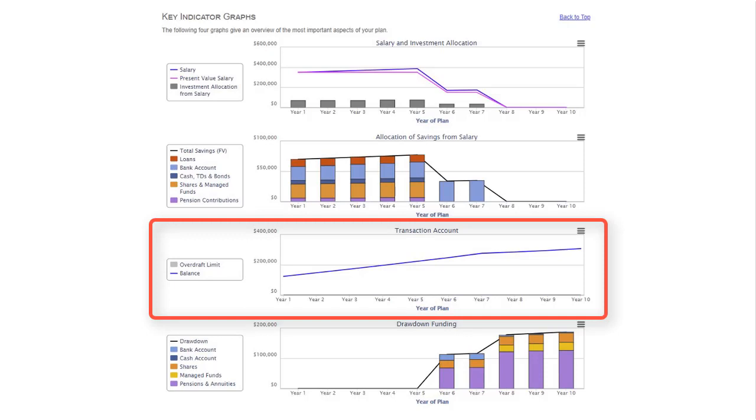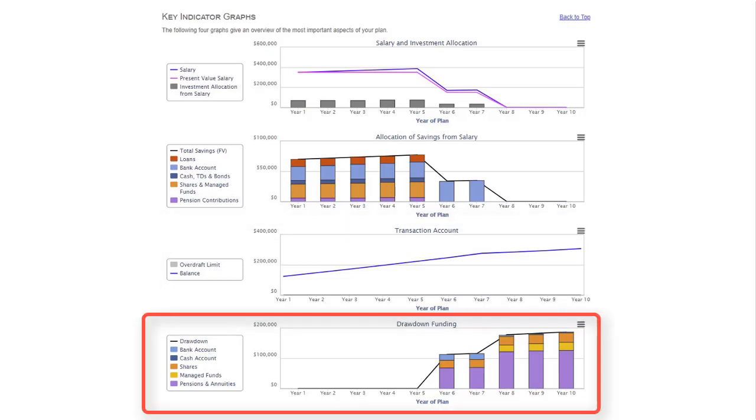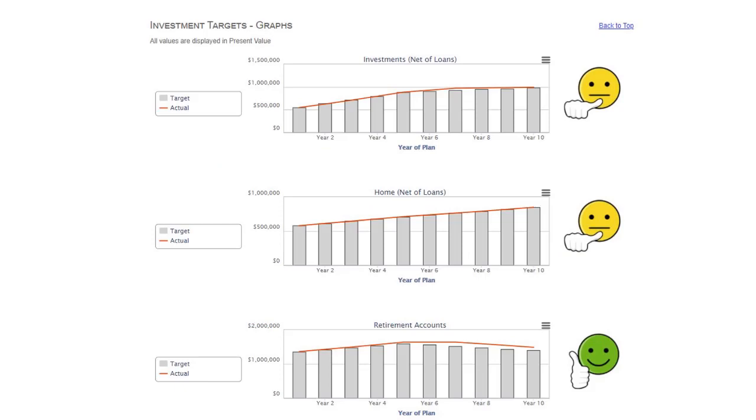If the account is overdrawn, then you must return to the plan and adjust. Have you allocated from which accounts you are withdrawing funds? Did you forget to activate one, say the superannuation account? Finally, your investment target graphs will display the results.